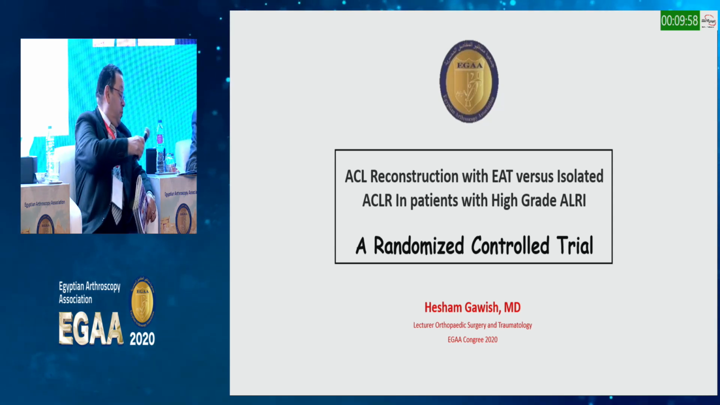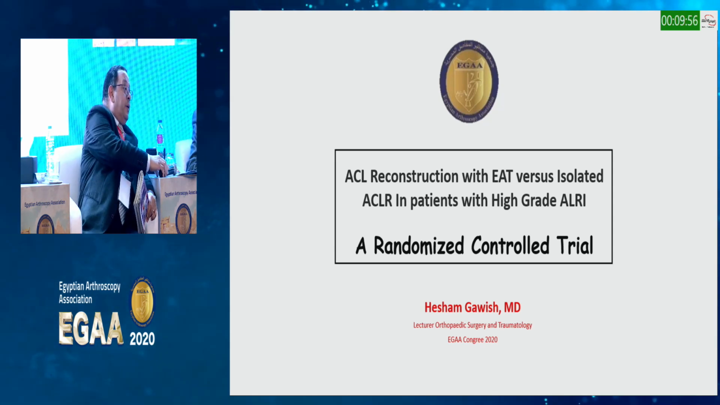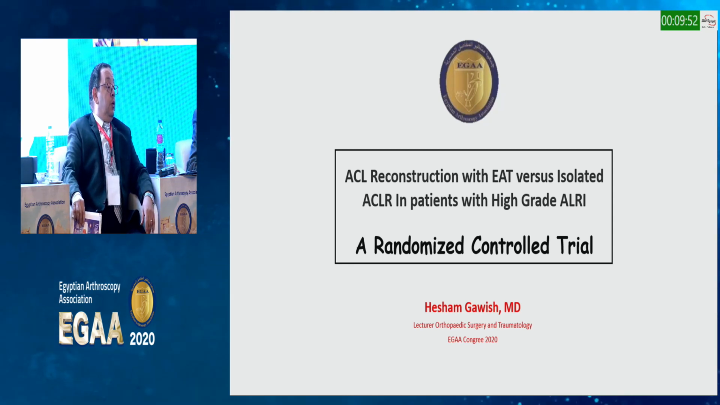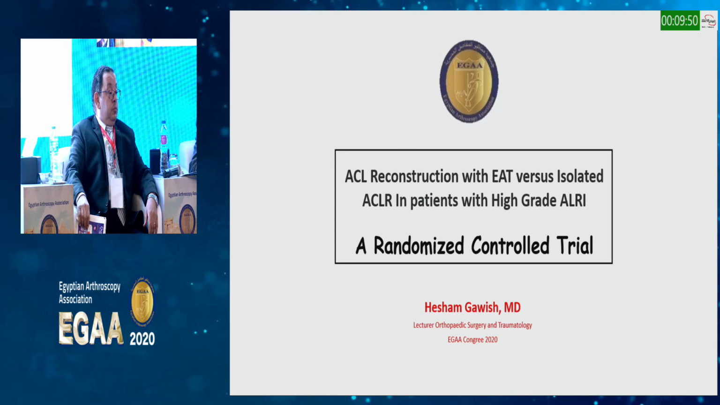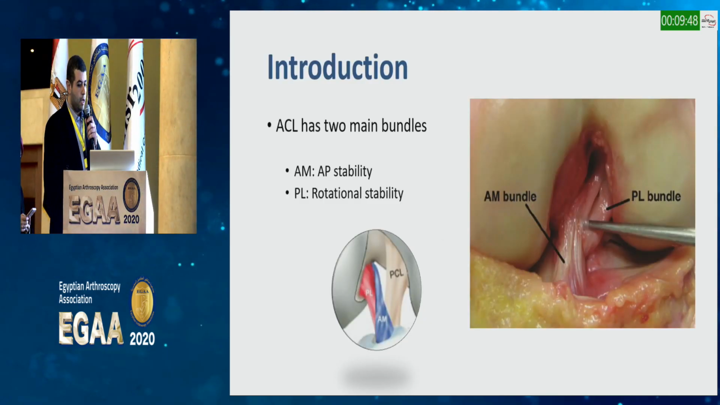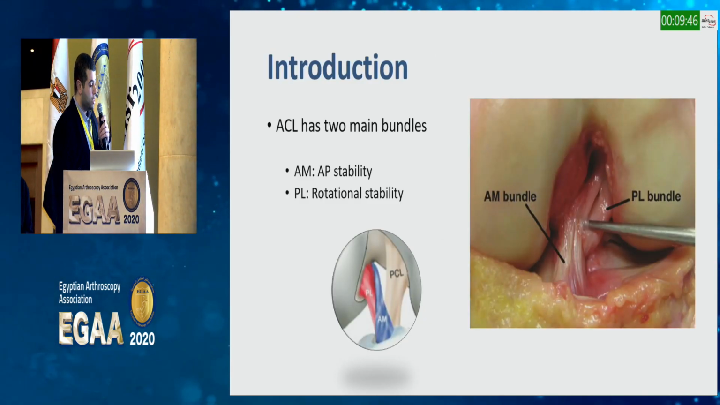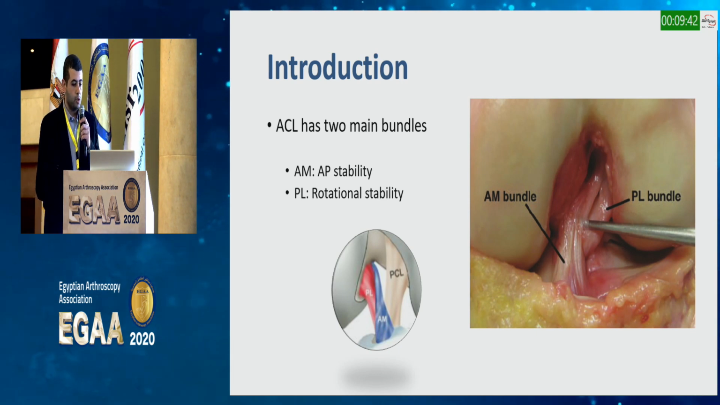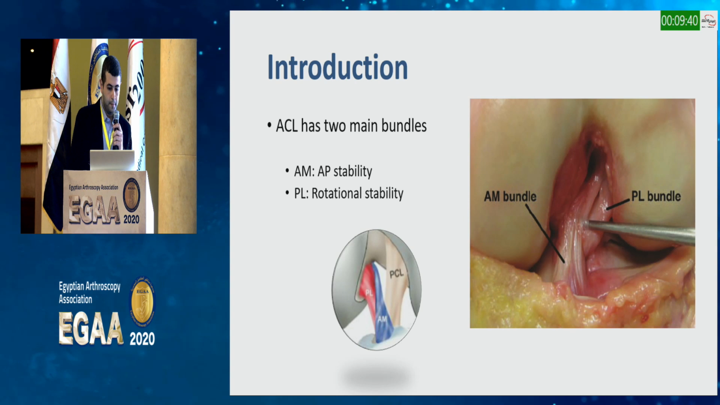Thank you, Chairman. I will give a randomized controlled trial about ACL reconstruction with extra-articular tenodesis versus isolated ACL reconstruction in patients with high-grade anterolateral rotatory instability. First, the ACL has two main bundles: the anteromedial bundle, which is mainly responsible for anteroposterior stability, and the posterolateral bundle, which is responsible for the rotational stability.